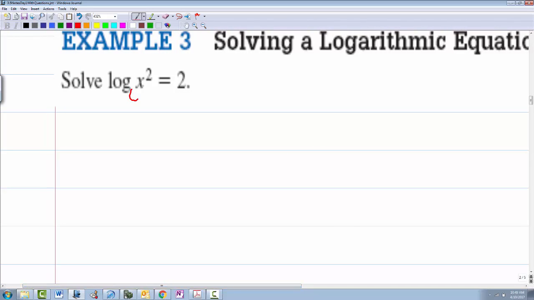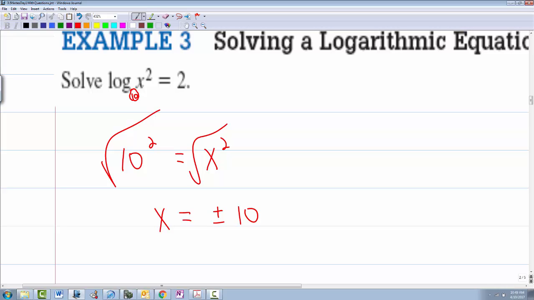So what's this? What's this I see before my eyes? What is it? 10. So what do I do? 10 to the second equals x squared. And then just so you, what does that mean x equals? Burn! No, not 2. Plus or minus 10. When you square root to solve, you got burned again.